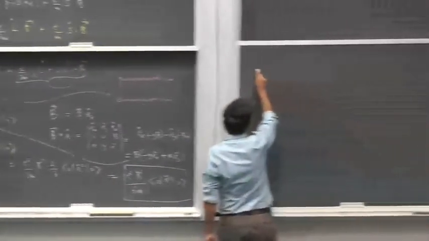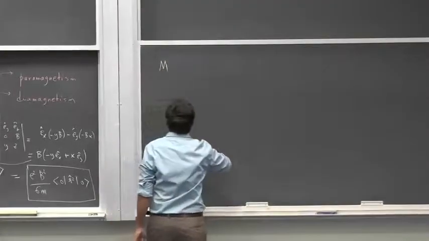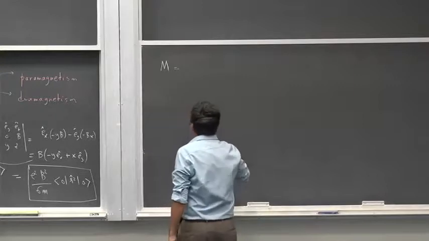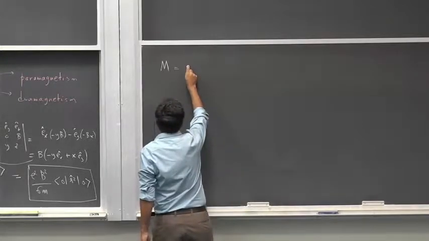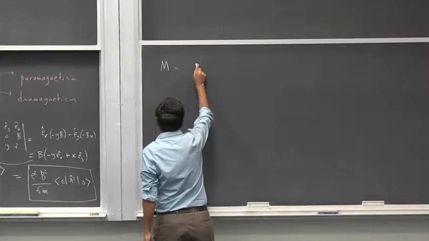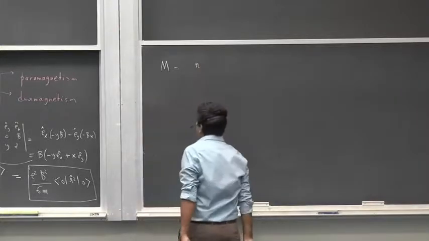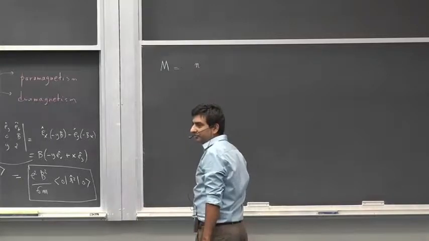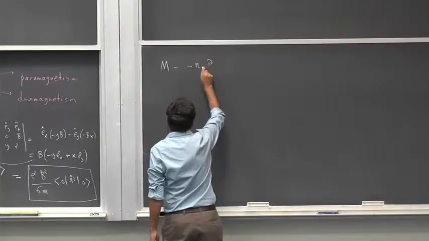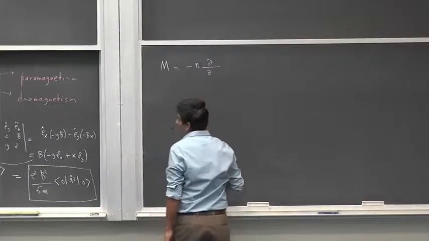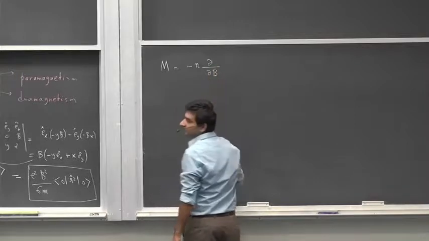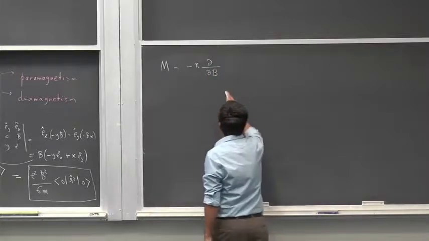The magnetization, we'll learn when we talk about thermodynamics, is given by, you have to take into account the number of electrons per unit volume. You put in a minus sign and you take the derivative with respect to the magnetic field of the free energy.